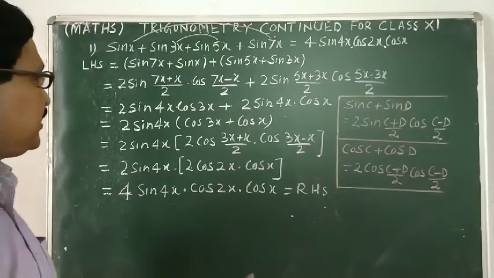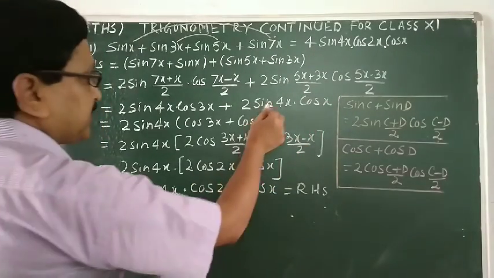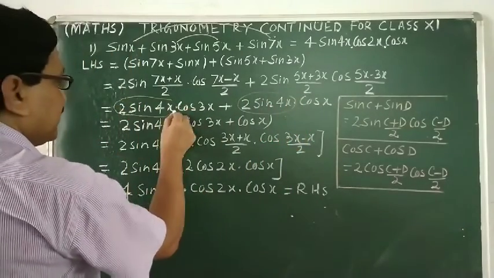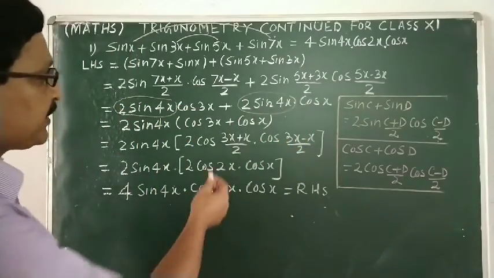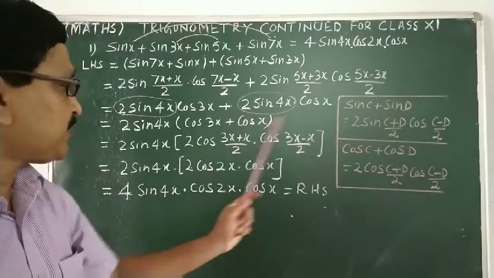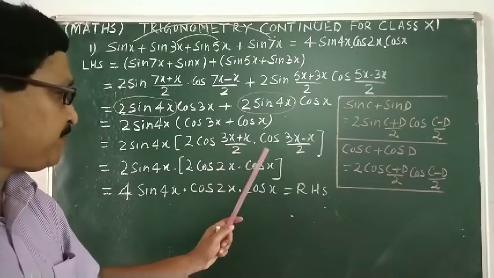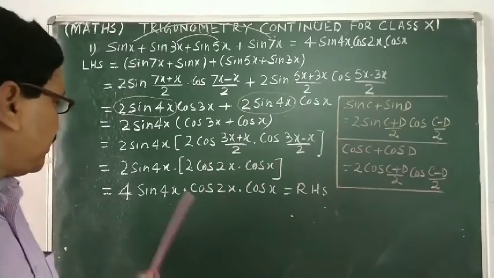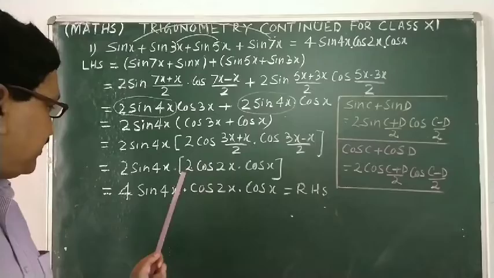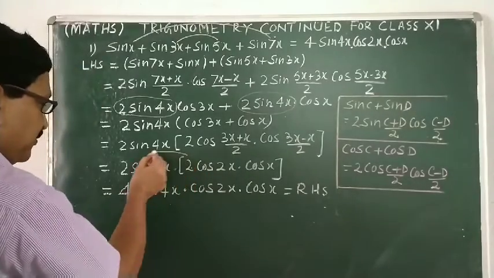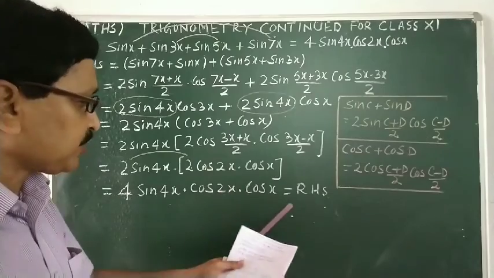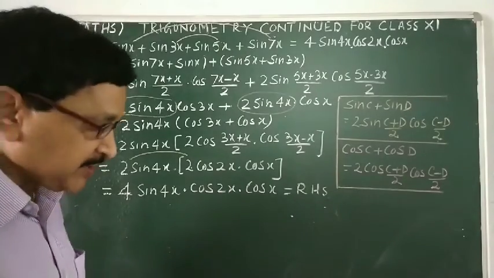Now take common, 2 sin 4x is common, being taken common. We are left with cos 3x and cos x. After that, we use the formula of cos C plus cos D, 2 cos (C plus D) by 2 into cos (C minus D) by 2. On simplification we get this. Finally, these two 2's when multiplied give 4. So 4 sin 4x cos 2x cos x, right hand side proved successfully.